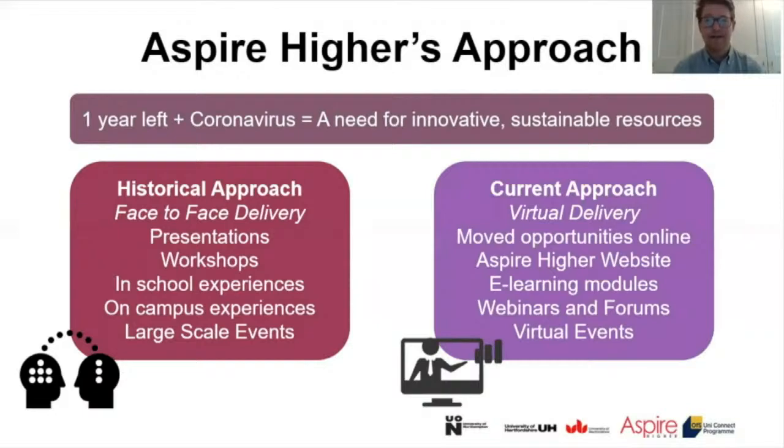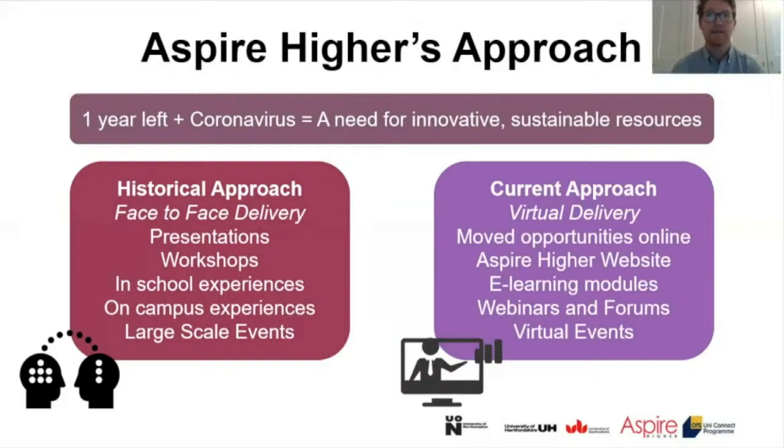So we've moved into that virtual delivery. We've got all those same experiences, but they've been moved online. We've also massively developed our Aspire Higher website as a hub of resources. But as well as that, we're creating innovative resources that can be utilised at just the click of a button. At Aspire Higher, we're developing e-learning modules on a range of topics, including well-being, competitive applications and apprenticeships. Those face-to-face large-scale events are now being held virtually.